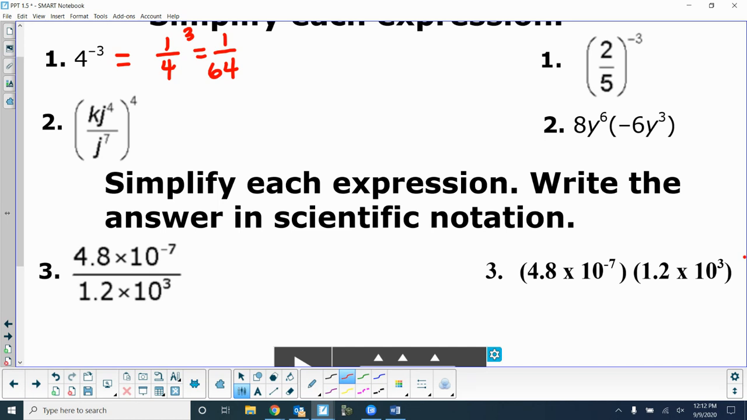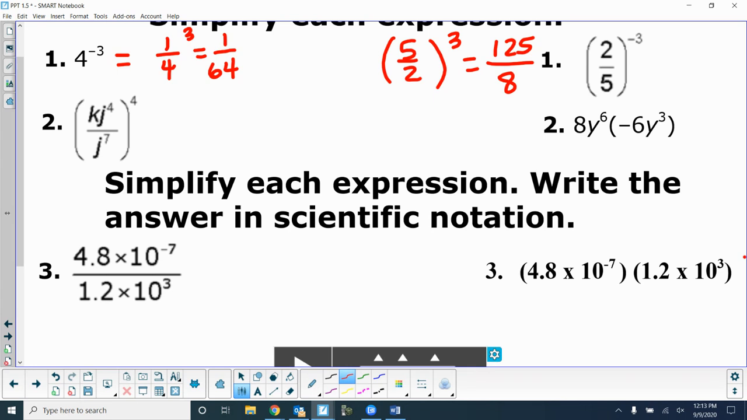2/5 becomes 5 over 2 to the third, positive 3, right? And then 5 cubed is 125. Let's do it here. And 2 cubed is 8. Okay.